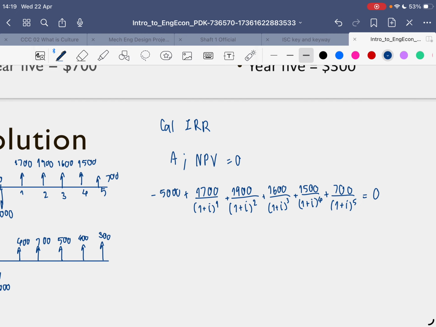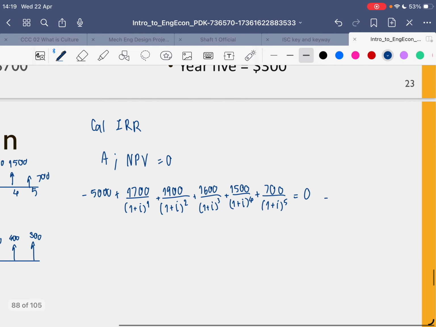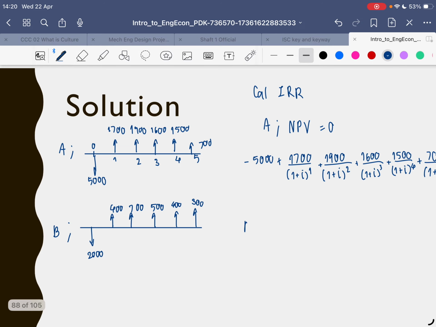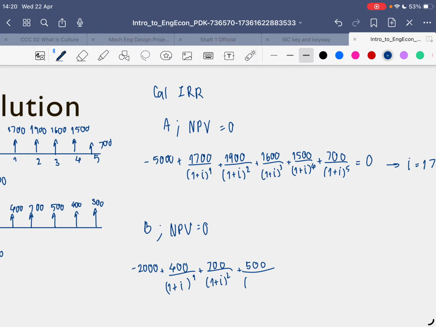And option B, you use the same thing. NPV is equal to 0 and NPV is minus 2000 plus 400 divided by 1 plus I to the power of 1 plus 700 divided by 1 plus I to the power of 2 plus 500 divided by 1 plus I to the power of 3 plus 400 divided by 1 plus I to the power of 4 plus 300 divided by 1 plus I to the power of 5 equal to 0, and then you solve for I is equal to 5%. And therefore option A is the better options, right?